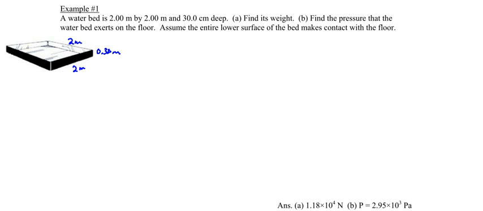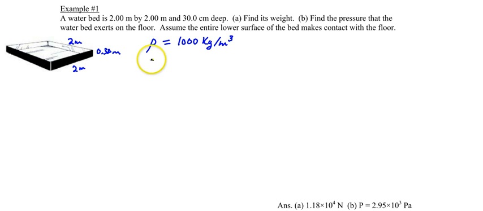We'll assume the entire lower surface of the bed makes contact with the floor. So we're not given everything. You do have to look up one piece of information. We're assuming this is filled up with fresh water, and the density of water is 1,000 kilograms per meter cubed. Now, if we know the density and the dimensions of the bed, one hopefully could realize that you can calculate the mass.